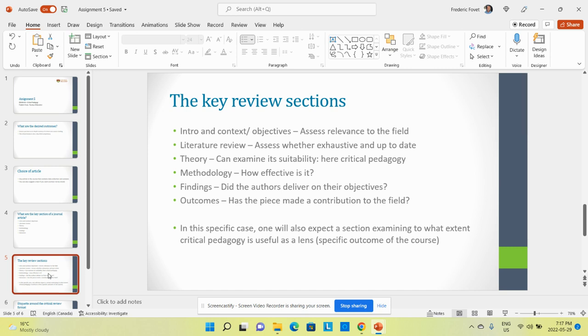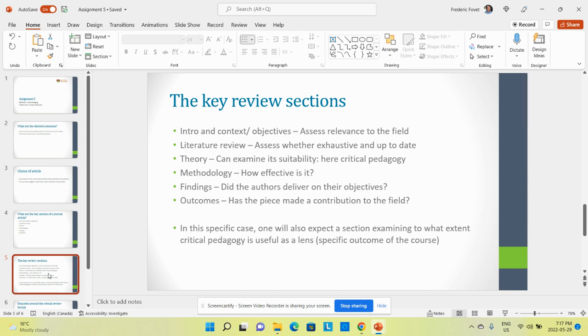Findings, then you're going to assess the findings. Did the authors deliver on their objectives? So you go back to the very beginning. They had an intention, they set out with certain objectives. And in the findings, you're going to assess whether these objectives were met. Sometimes they are, sometimes they're not. So there's something worth critiquing here.